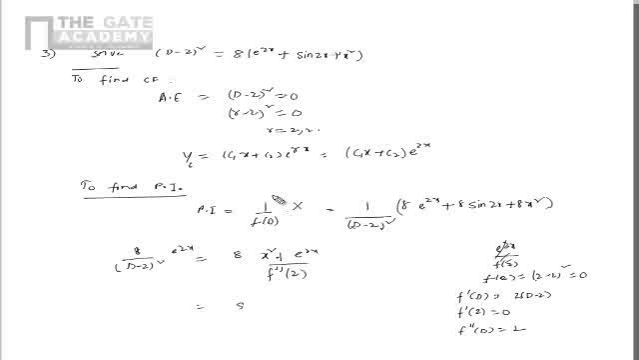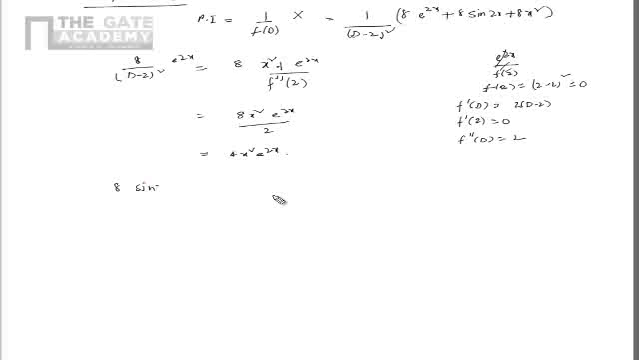Okay, so this comes out to be 8x square e power 2x by f double dash 2, which is basically 2. So it will be 4x square e power 2x. That is the first term. Now the second term is sine 2x by (D minus 2) whole square. Let me simplify this: it will be D square minus 4D plus 4 if I expand.